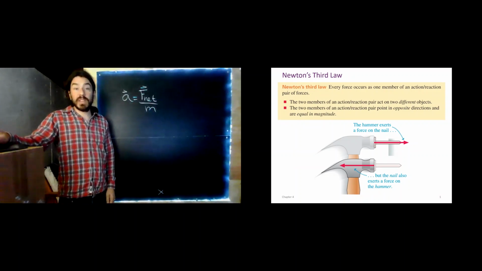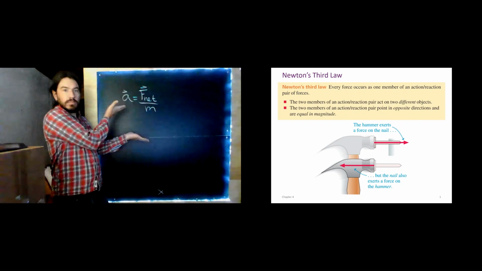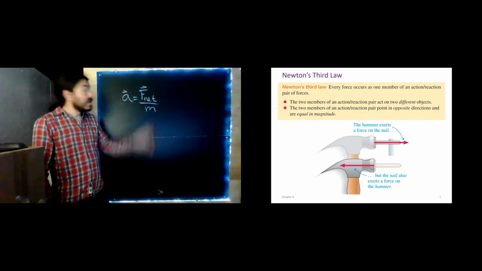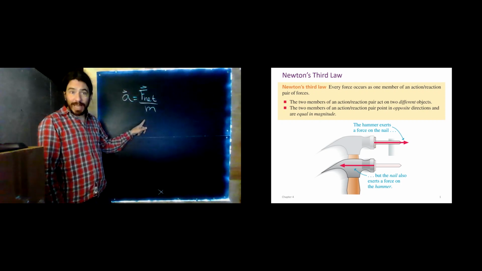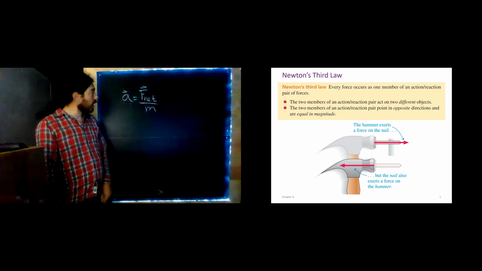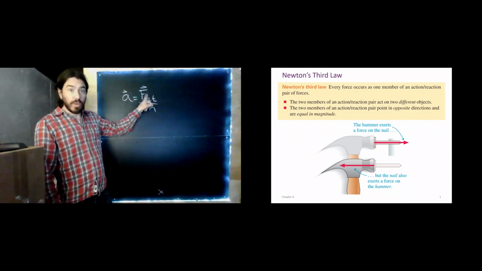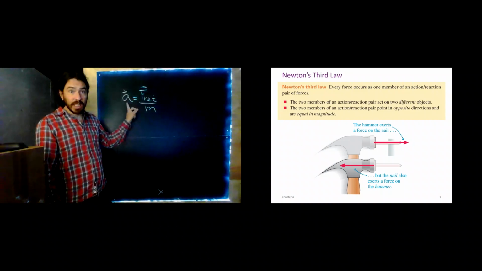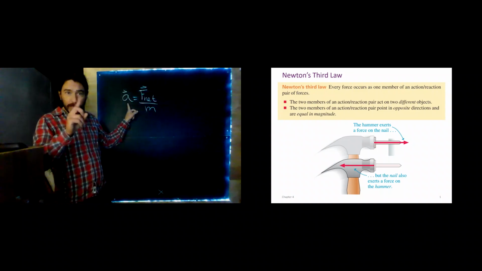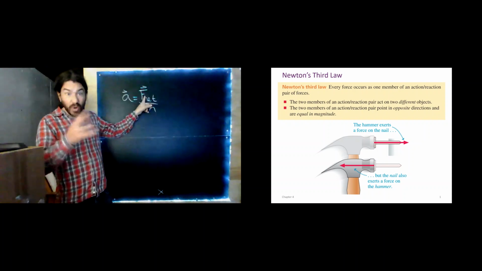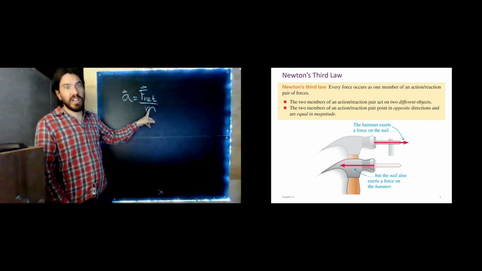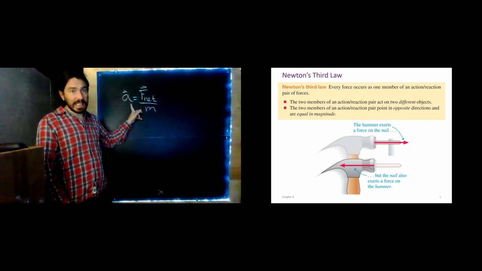Recall Newton's second law. Newton's second law says that the acceleration is proportional to the net force and inversely proportional to the mass. So in the case of the bug, large force, tiny, tiny mass, large acceleration, very bad day for the bug. In the case of the car, same force, very big mass, tiny acceleration.